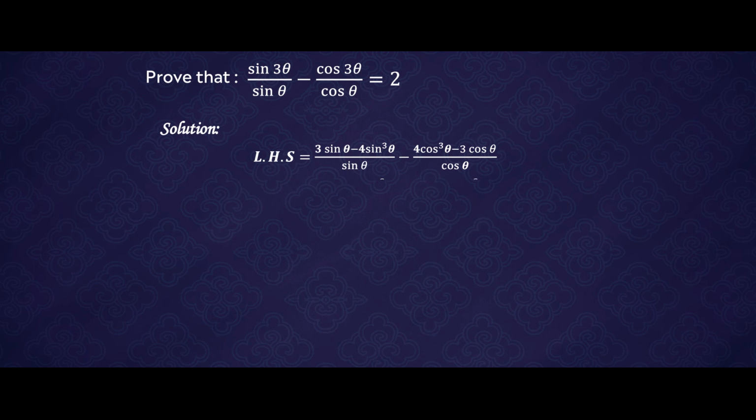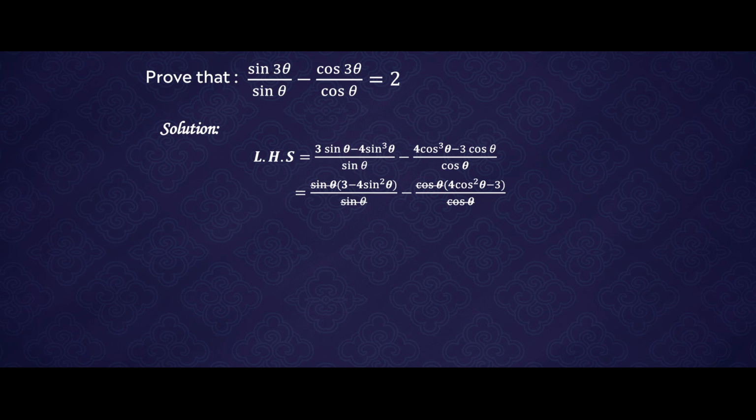What is common in these two terms? Sine theta is common. Take sine theta outside, and then what is left inside is 3 minus 4 sine square theta, divided by sine theta, minus, again here the common is cos theta, then 4 cos square theta minus 3, divided by cos theta. So which means we can now cancel sine theta and sine theta here. This can be cancelled.